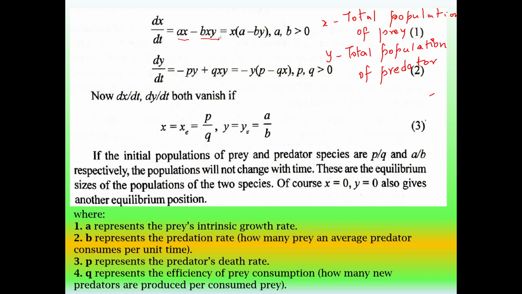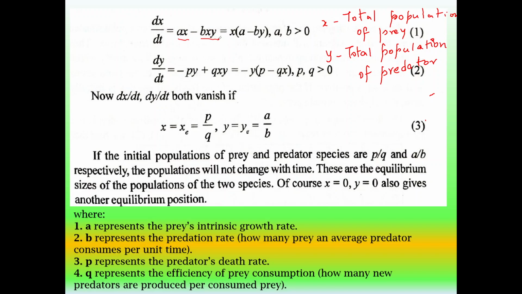That's why we consider here AX with a positive sign and BXY with a negative sign. So dx by dt is calculated by using the expression AX minus BXY, in which x is a common thing which can be taken outside. Then within a bracket we can have the quantity a minus by, where both a and b are countable quantities, so definitely they must be assigned a positive sign. That's why we are having here a, b greater than 0.